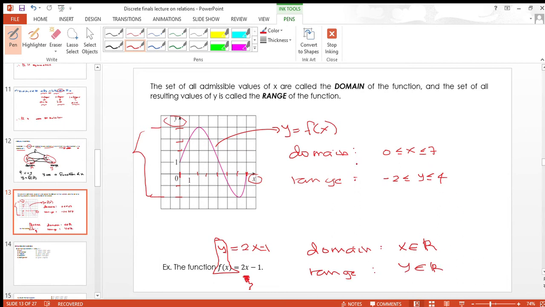So unlike the first one, meron tayong specific range. Dito, we have infinitely many values since x can be any real number, and for any real number x, we get a particular value for y, which is also a real number.